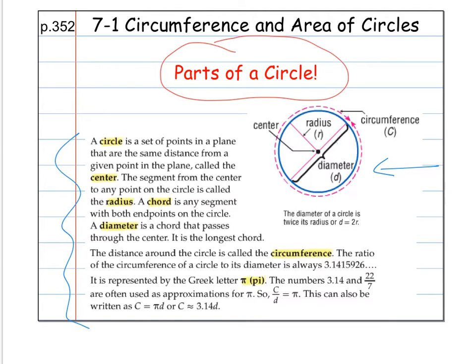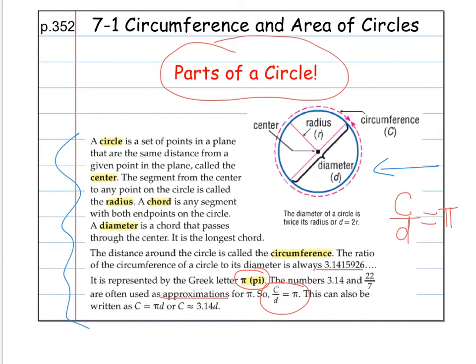The distance around the circle is called the circumference, and the ratio of the circumference of a circle to its diameter is always pi. Ratio is a comparison of two numbers, and we call that number pi. We use 3.14 or 22/7, which are often approximations, not exacts, for pi.